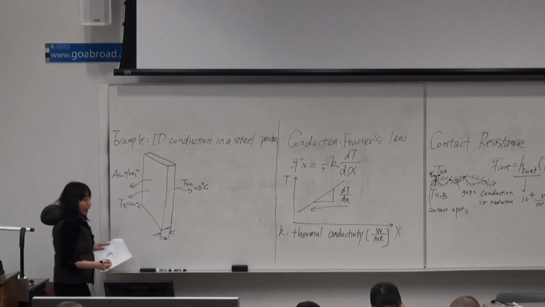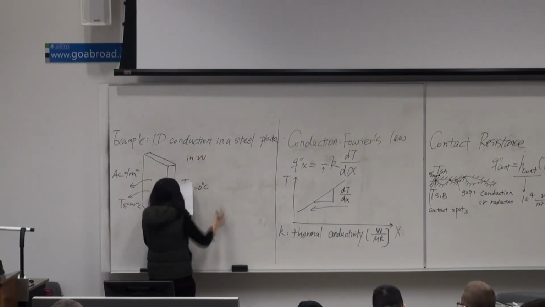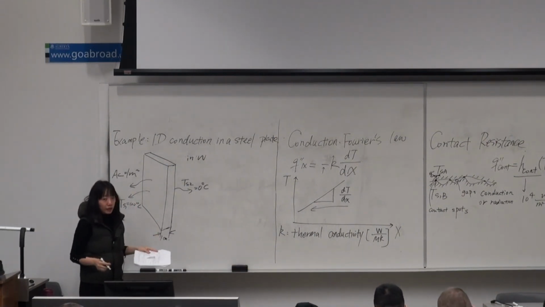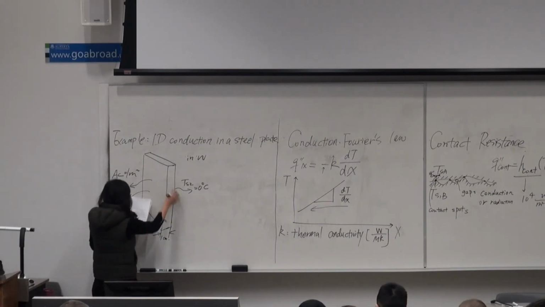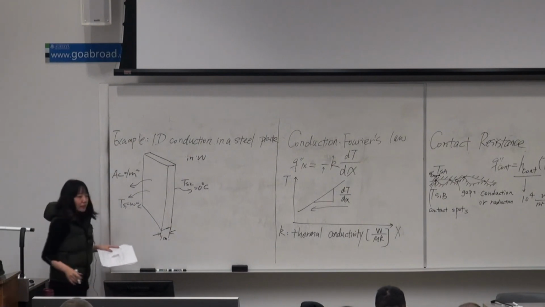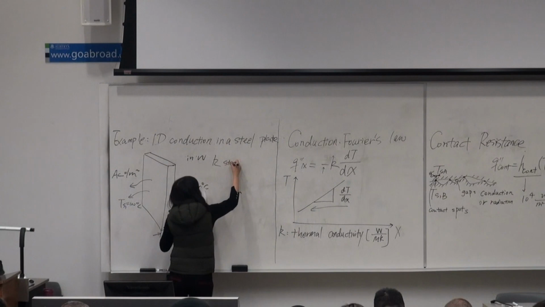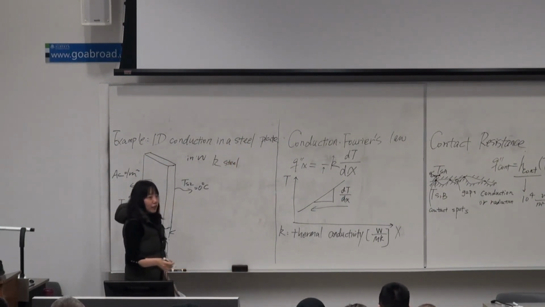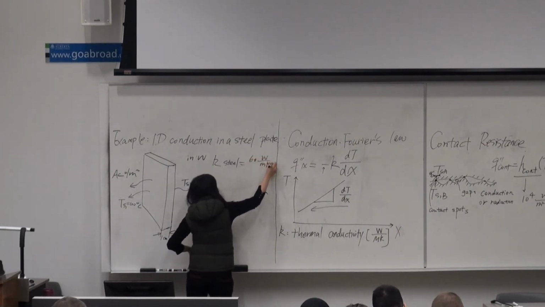Then we need to calculate the total heat transfer rate by conduction, and assume the temperature gradient inside the plate is linear. The plate is made of steel, and as I just mentioned, the thermal conductivity of steel is 60 watt per meter Kelvin.